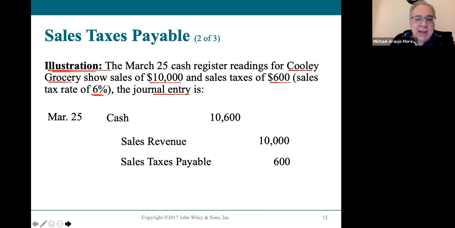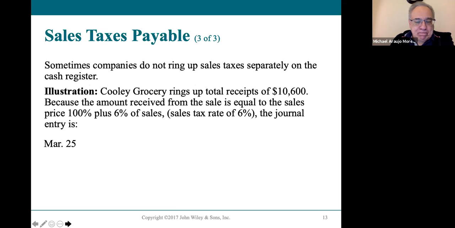Right. So again, when you start a business, you're going to get a state identification number and a sales number, so you can go ahead and remit your sales taxes, among other things, to the state on a regular basis. Sometimes companies don't ring up their revenue and the sales tax separately. Sometimes they'll ring everything up with one big total receipt. So if they do ring up sales as a total receipt, how do you know how much of it is the sales tax?